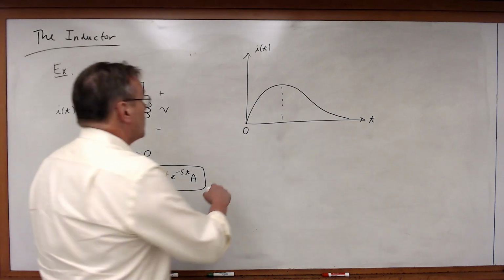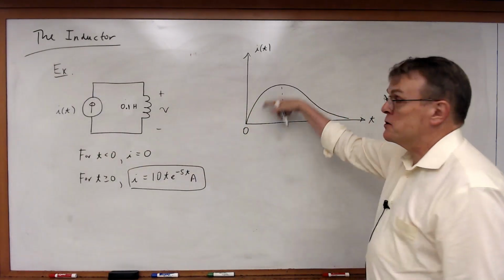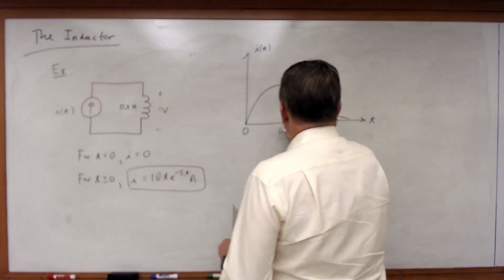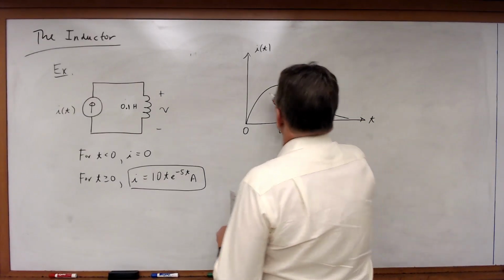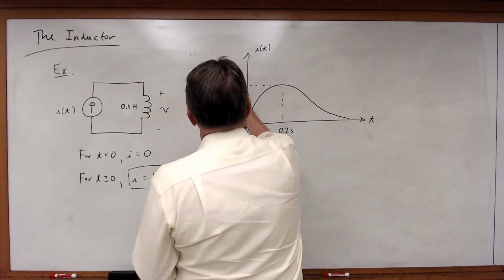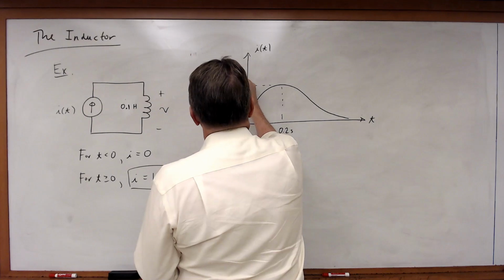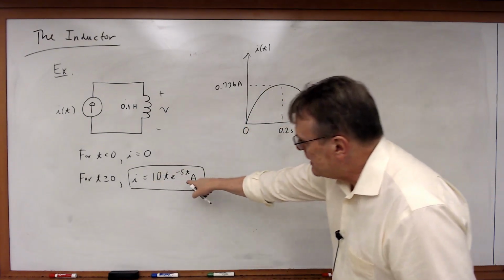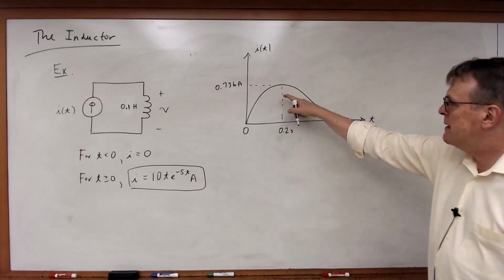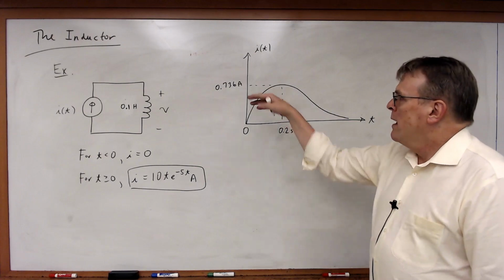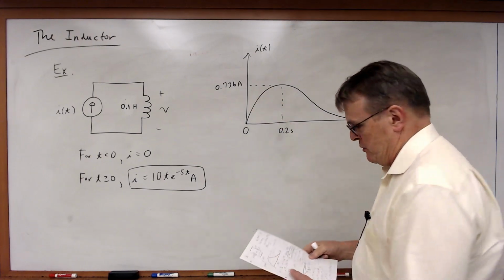So if we were to actually go through and plot what this current looks like, we'll see something shaped like this. And at 0.2 seconds, we will find that the current reaches a maximum value of about 0.736 amps. And then as t increases, the exponential term begins to dominate, and then the current just rolls off. So let's go through, let's calculate voltage.